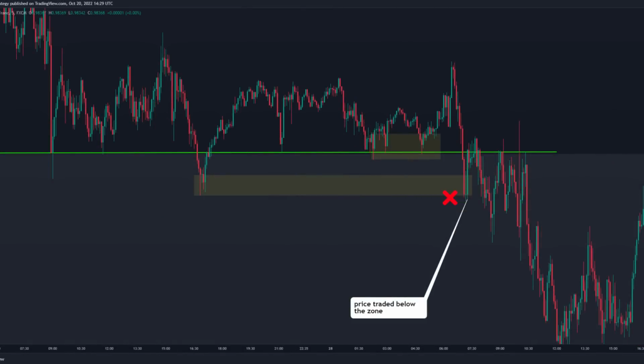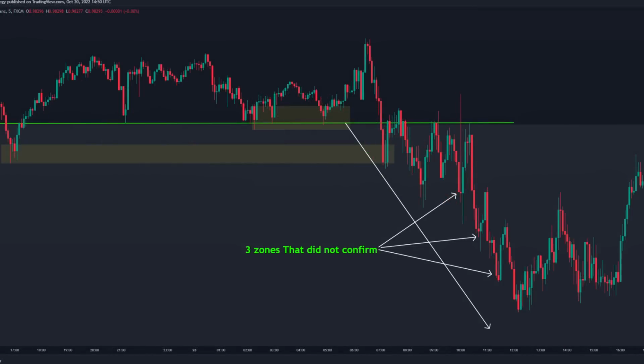Moving on, we will keep trying to find another setup. As long as price action is still above the invalidation level, we will keep trying to get a bullish setup. We can also see here that there is no setup yet. Now we can see that price is still moving lower and we have 3 demand zones that never confirmed here. But now we will zoom in here so that I can explain everything clearly.